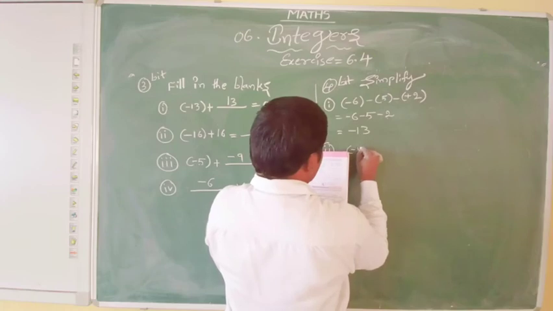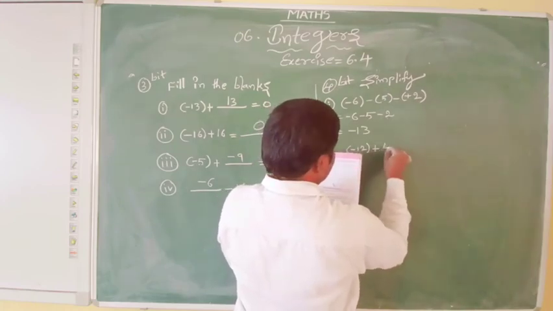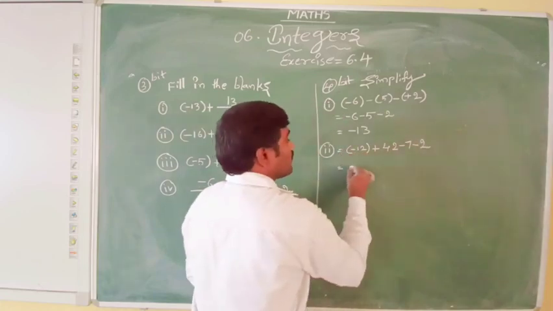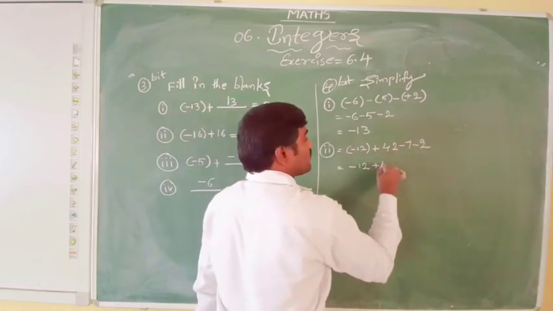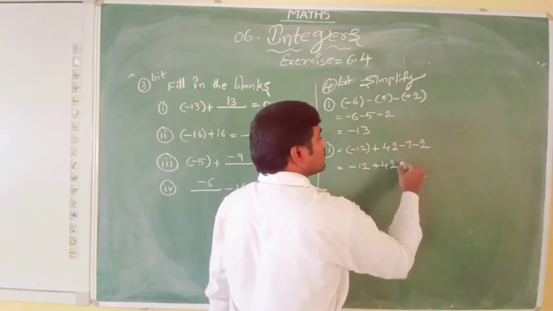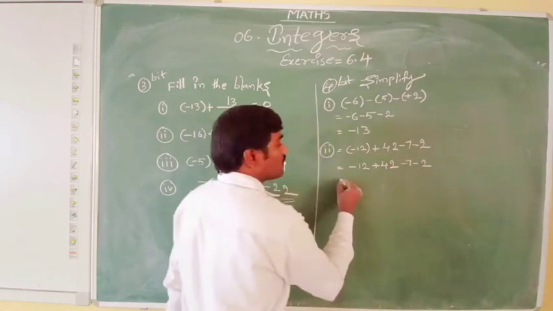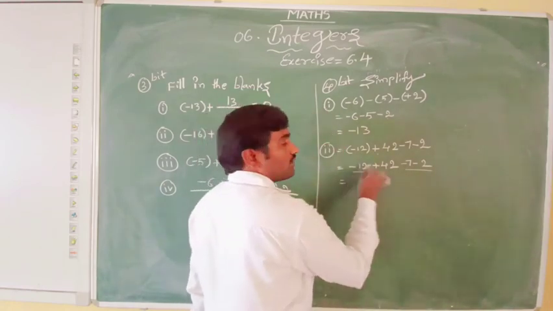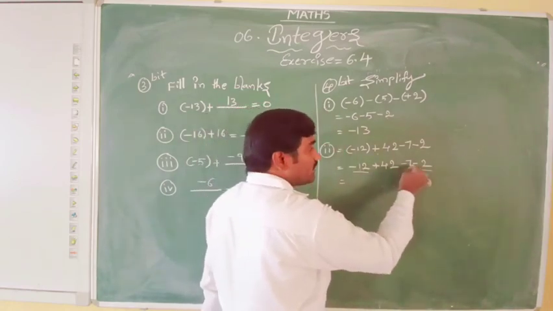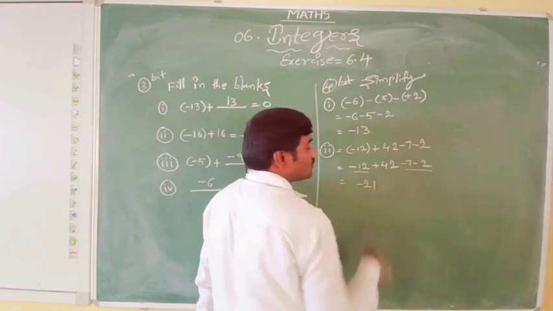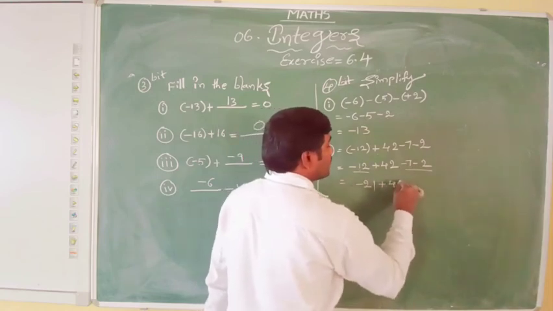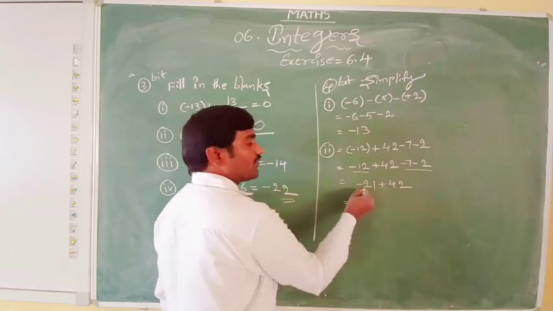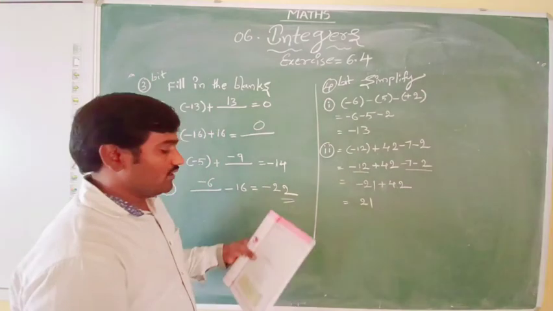Here minus 12 plus 42 minus 7 minus 2. It is a minus 12. It is plus 42 minus 7 minus 2. First you add all the negative numbers. Here there is a negative number. Here two are the negative numbers. Minus 12 minus 7, minus 19, minus 2, minus 21, plus 42. 42 minus 21 is 21. From 42 we can subtract the 21, we get 21. In that way you do.